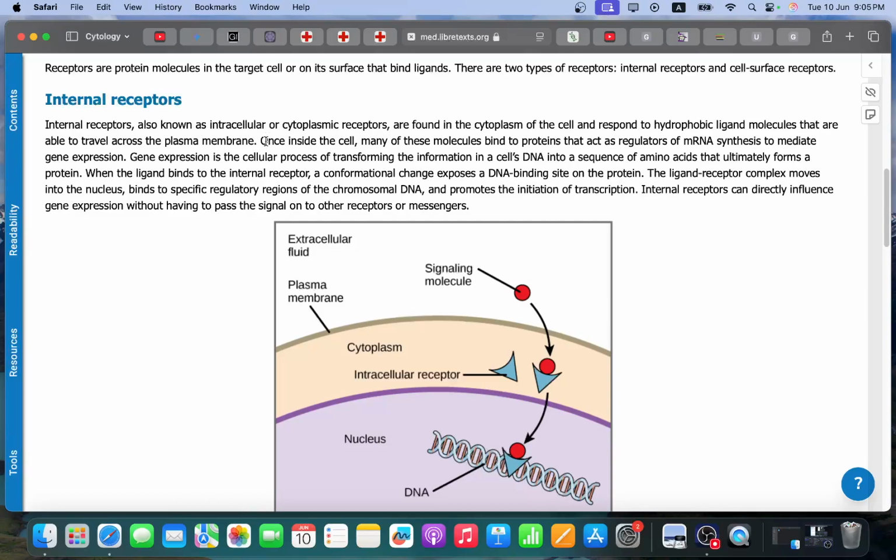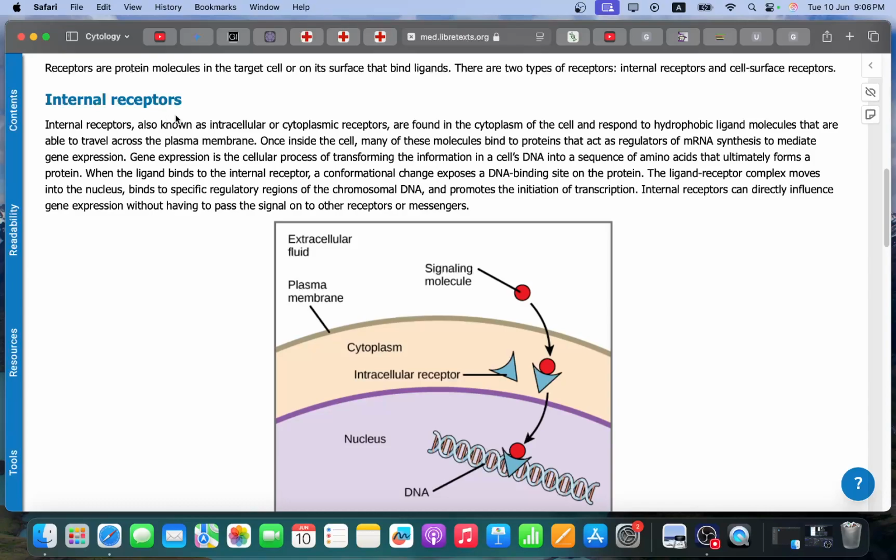Once inside the cell, many of these molecules bind to proteins that act as regulators of mRNA synthesis to mediate gene expression. This is where I am losing the plot. Okay, so these proteins are going through some mRNA and DNA channels that I read in HSC, but I'm totally forgetting what that was.